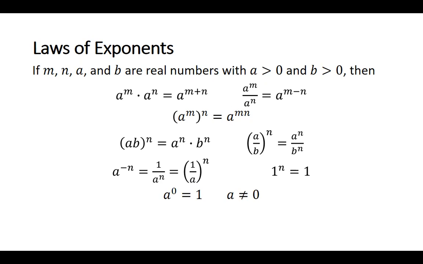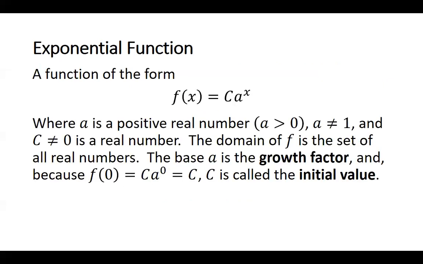a to the 0 is equal to 1, where a is not equal to 0. 0 to the n is equal to 0, where n is not equal to 0. And of course, that leads to 0 to the 0, and I don't have that on this slide, but 0 to the 0 is undefined, because if we follow that first rule, 0 to the 0 would be 1. The second rule, 0 to the 0 would be 0. So we have a discontinuity, a conflict. Therefore, 0 to the 0 is undefined.